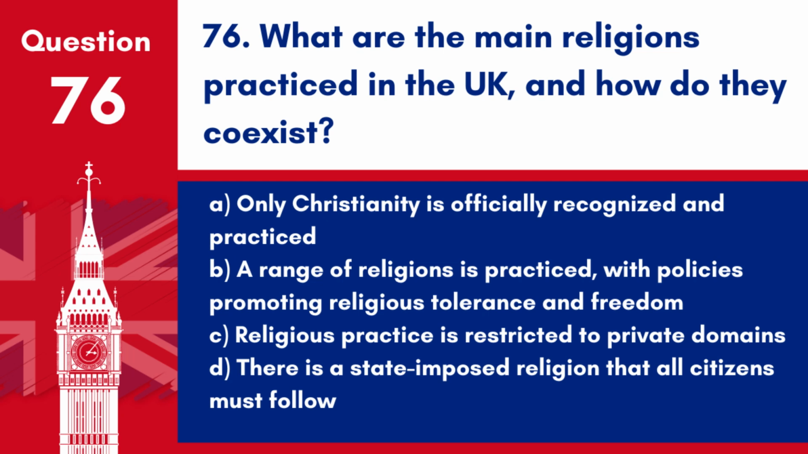Question 76. What are the main religions practiced in the UK and how do they coexist? A. Only Christianity is officially recognized and practiced. B. A range of religions is practiced, with policies promoting religious tolerance and freedom. C. Religious practice is restricted to private domains. D. There is a state-imposed religion that all citizens must follow. Answer: B. A range of religions is practiced, with policies promoting religious tolerance and freedom.